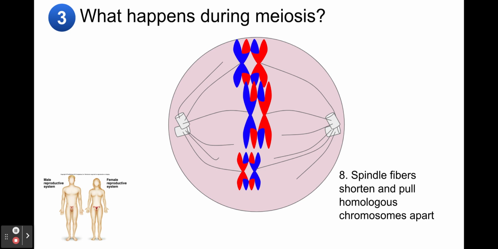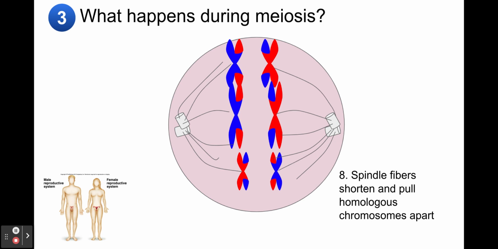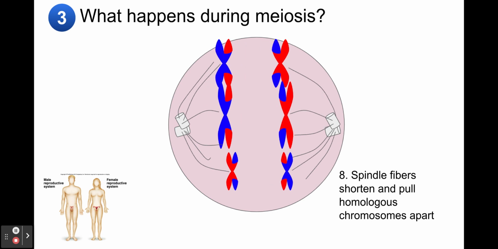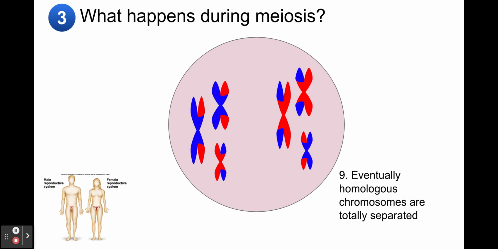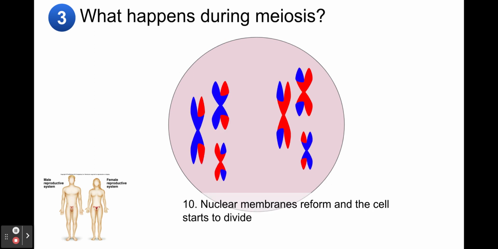Step 8, the spindle fibers shorten and pull the homologous chromosomes apart. This is going to sound a lot and look a lot like anaphase in mitosis. Watch them go. They're separating, they're being pulled apart just like in anaphase. But in anaphase of mitosis, those would be sister chromatids that are being separated from each other. And right now, notice that they are homologous chromosomes. It's a whole duplicated chromosome that's being pulled apart. Step 9, eventually the homologous chromosomes are totally separated. There they are. Step 10, the nuclear membrane will reform around them and the cell will start to divide.